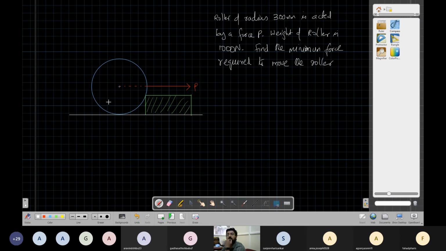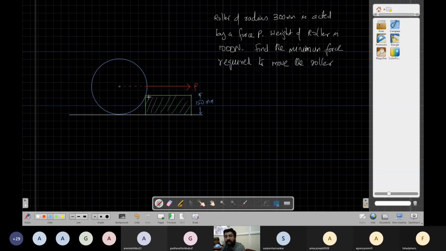So in a ball, or it can be a cylinder also, again there is a block here. This block is resting here. So the question is, what is the minimum force? The height of this block, let's say it's 150 mm. This is the height of the block. So what is the minimum force P that is required to move this body?